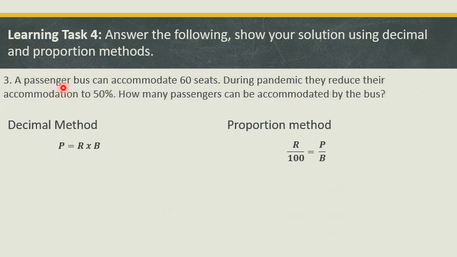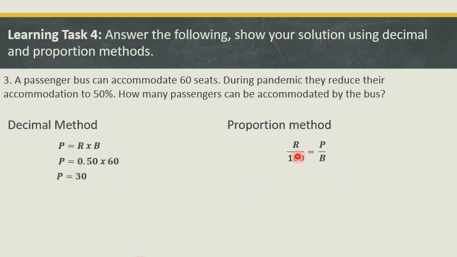Then, last, number 3. A passenger bus can accommodate 60 seats. During pandemic, they reduced their accommodation to 50%. How many passengers can be accommodated by the bus? 60 yung kabuuan. Ito lahat yung seats doon sa bus. Ngayon, sa pandemic, 50% lang dapat ang malagyan noon. So, ang 50% is our rate, ang 60 is our base. So, magiging 50 hundredths. Tapos, ang base natin is 60. Pag multiply, ang makukuha natin is 30.